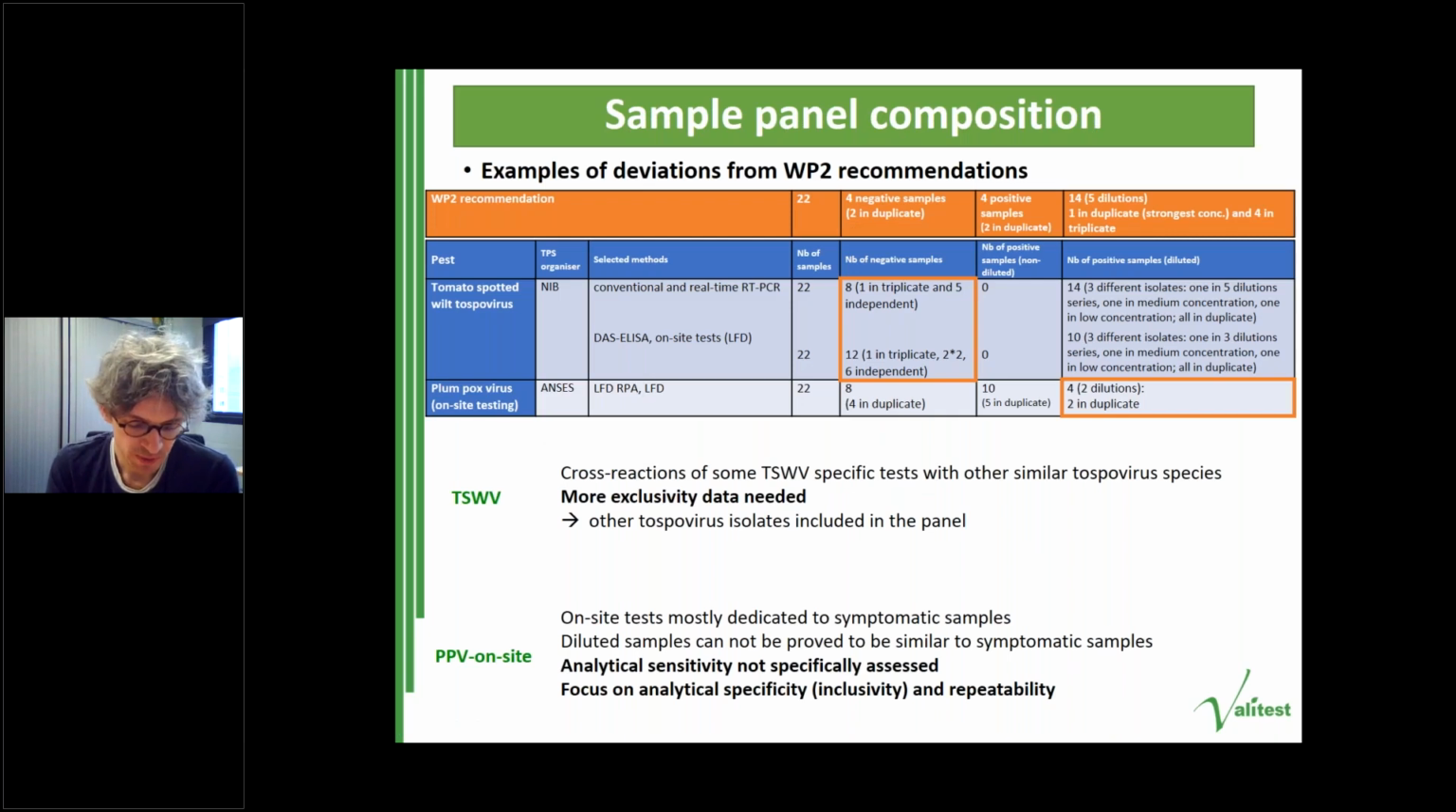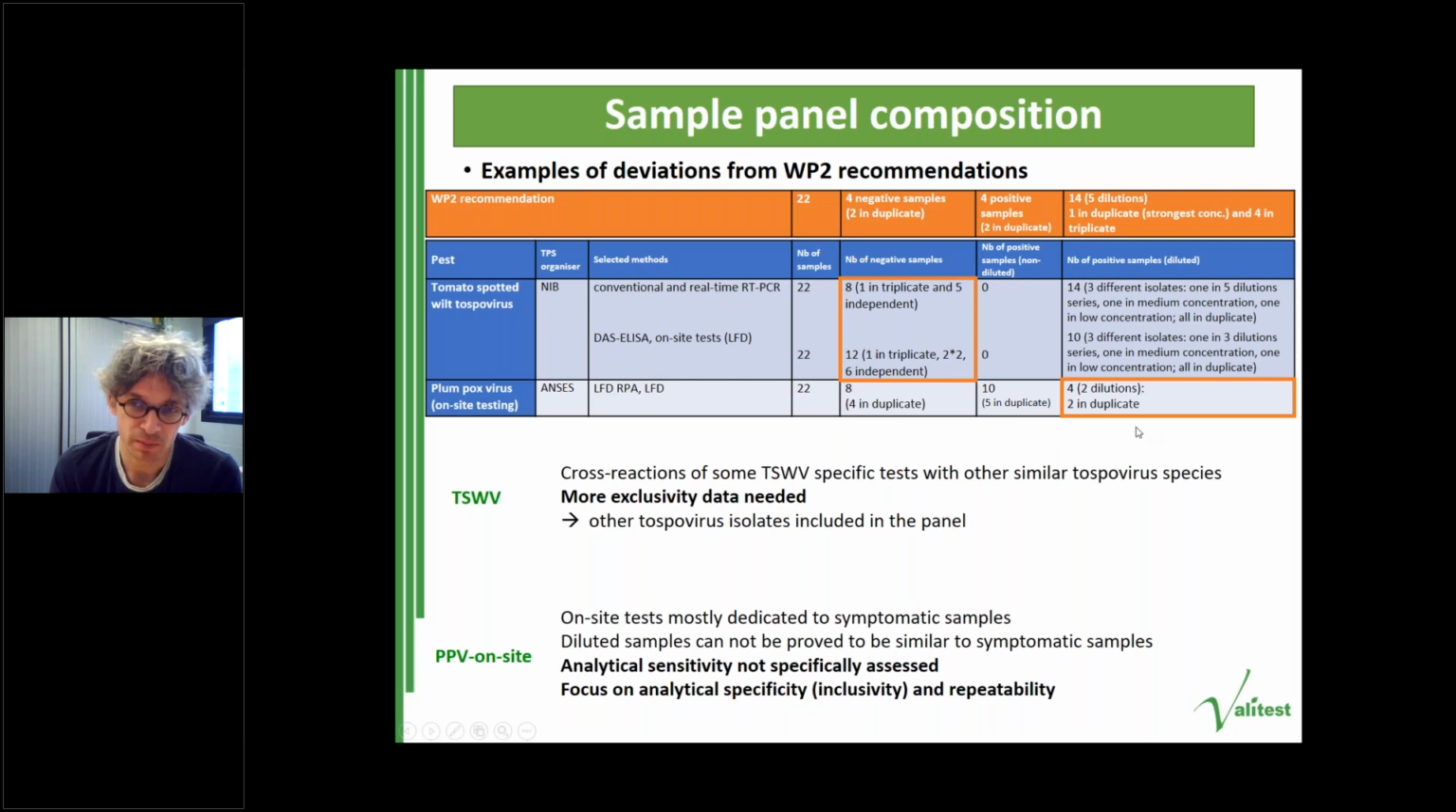So, as you will have seen in this video, many organizers did follow the recommendations, but not all of them. And we actually had good reasons to do so. Just 2 examples. The first one on the tomato spotted wilt virus, a TPS organized by NIB. You can see that the recommendation is to have 4 negative samples, and for the conventional PCR we had 8, and for ELISA we had 12.